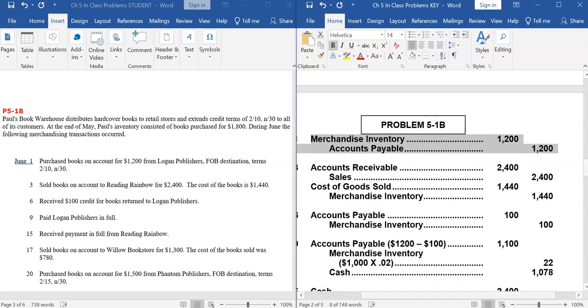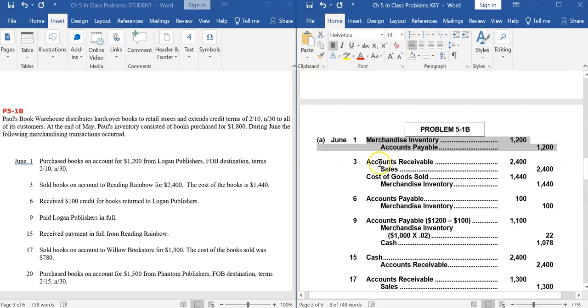Let me get this all into one screen for us. Okay, that's a little better. So here we are purchasing the inventory on account, increasing the inventory account with a debit, and increasing the liability with a credit.